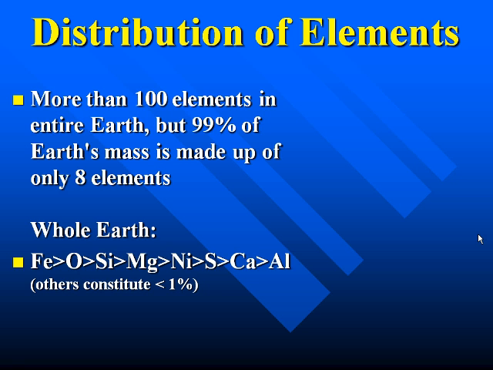Okay, so distribution of elements in the Earth right now. There's over 100 elements in the Earth. However, 99% of the Earth is only composed of 8 elements. The rest are just very small amounts. So I would for sure make sure that you guys know these elements. It wouldn't be a bad idea to know the relative concentrations. So for example, iron, Fe, is the largest concentration in the Earth. And then oxygen, and then silicon, magnesium.